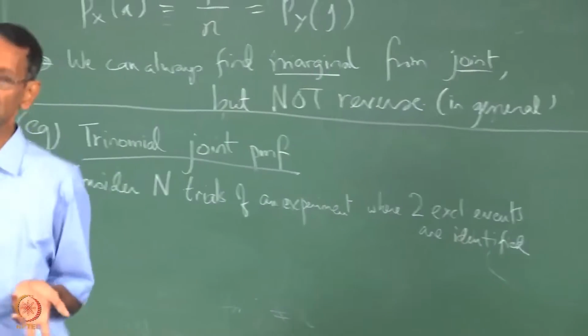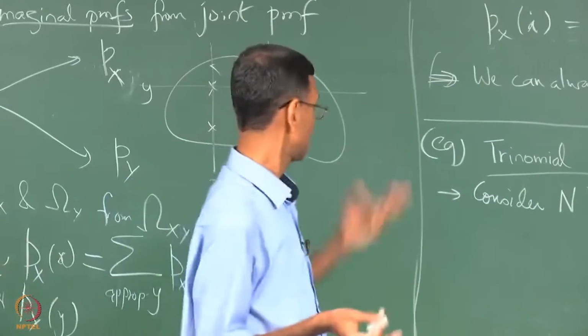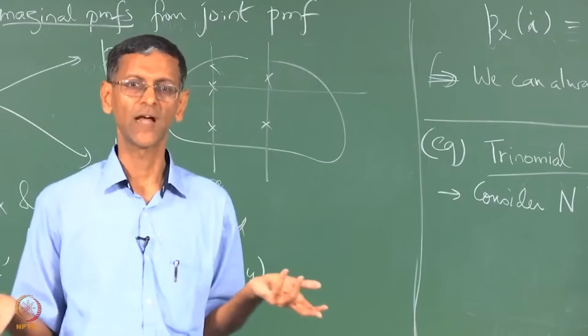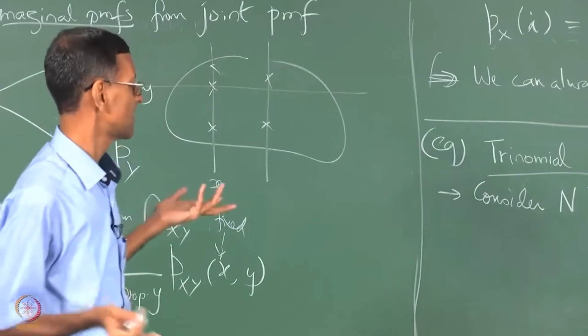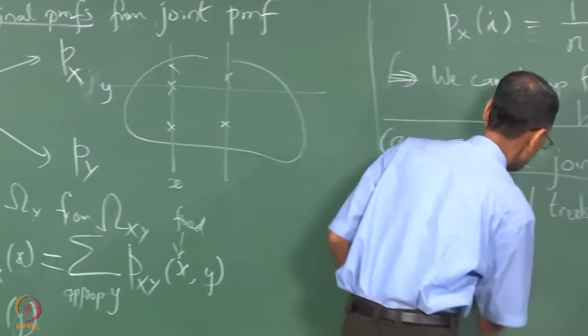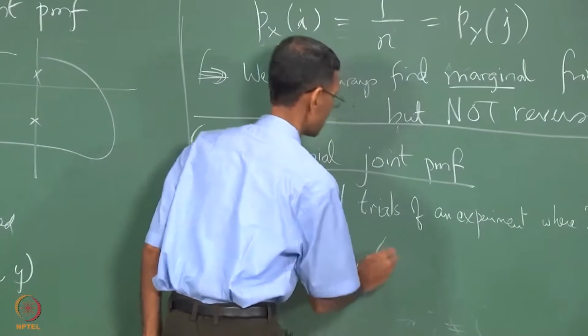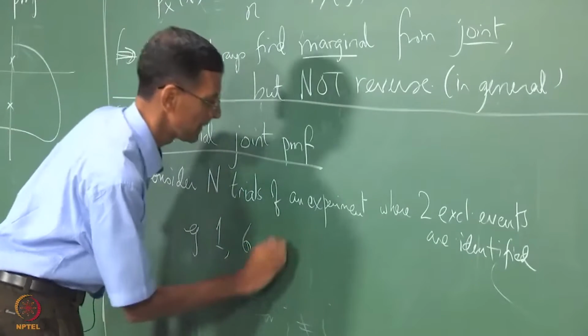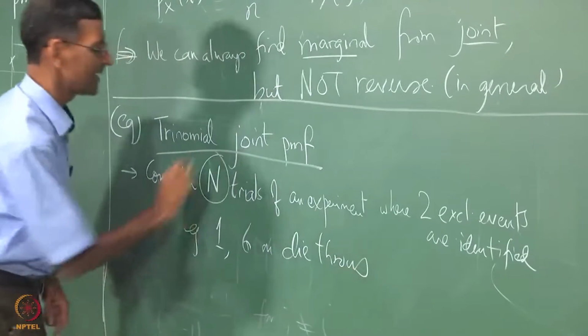For example, getting a 1 and getting a 6 on a throw of a die, right? And you are considering n different trials of that. Let me write it here, e.g., getting 1 or 6 on die throws. So I am doing n trials.